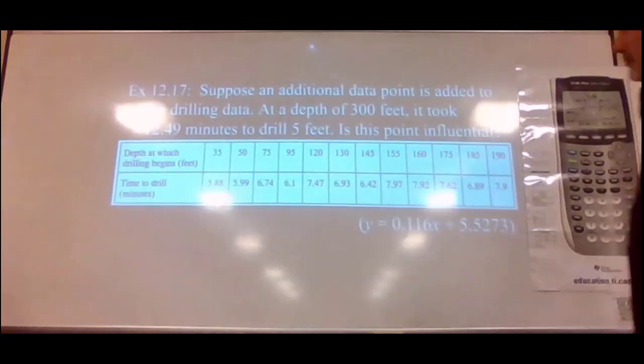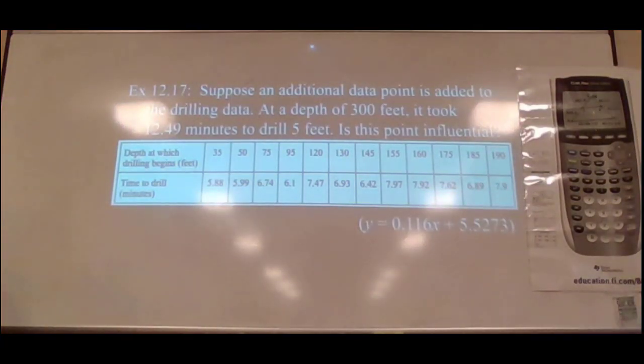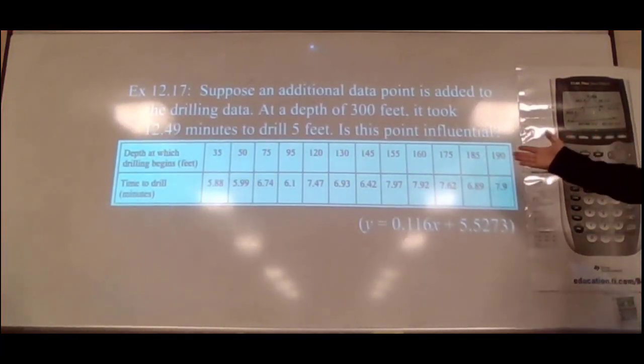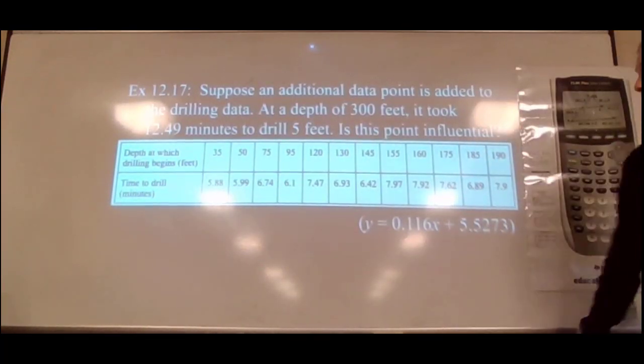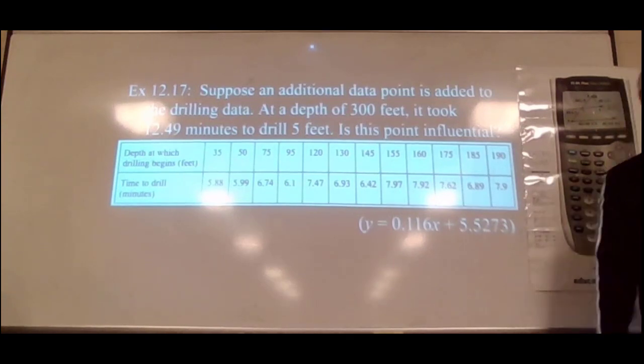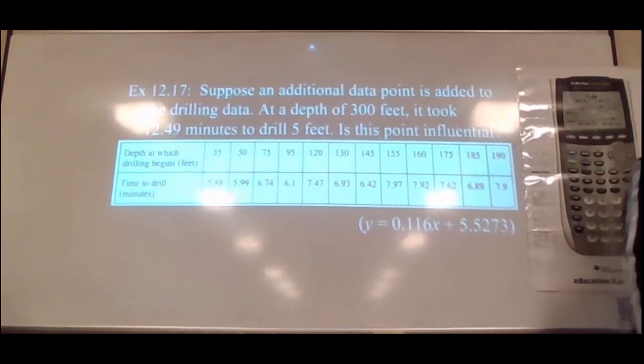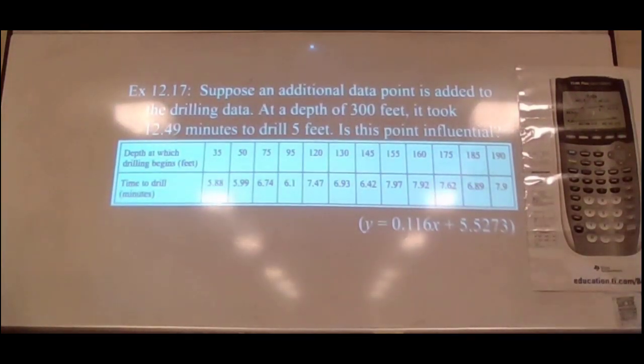Okay, so we're going to take a look at this one, and this is the one that we did last week with the drilling. Remember how long it takes to drill 5 feet? That's why I probably should have done this one first, because we would have all still had the information in our phones. But what we're going to do is re-enter this information. So we're going to go to Stat again, and then Edit, so that we can put in the information. And I'll let you guys do that while I do it as well.